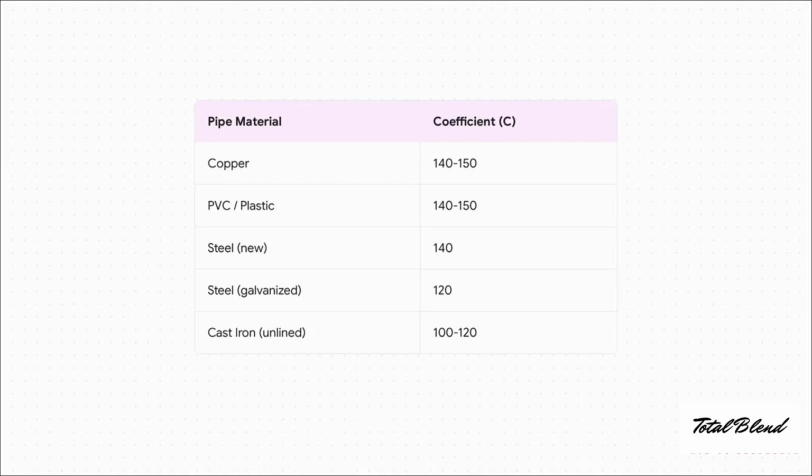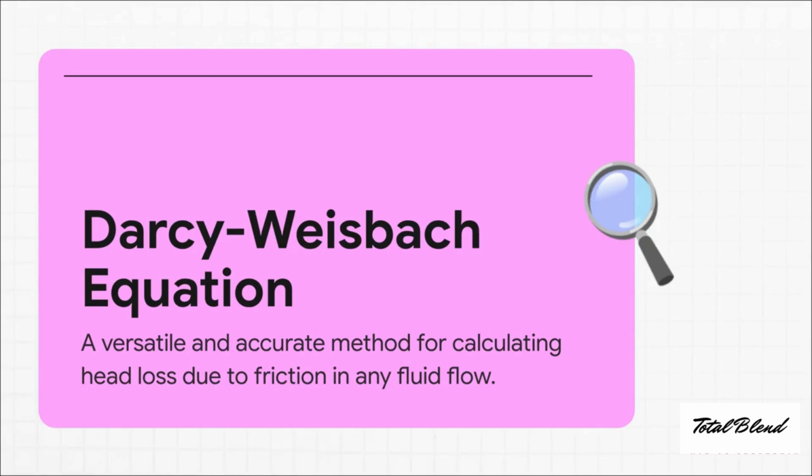Now, the secret ingredient for Hazen-Williams is this thing called the C value. It's the roughness coefficient. It's basically just one number that tells you how smooth or rough the inside of the pipe is. So if you look here, you can see that something like new copper or PVC has a really high C value. That means it's super smooth, not a lot of friction. A lower number means more friction, more resistance. Simple as that.